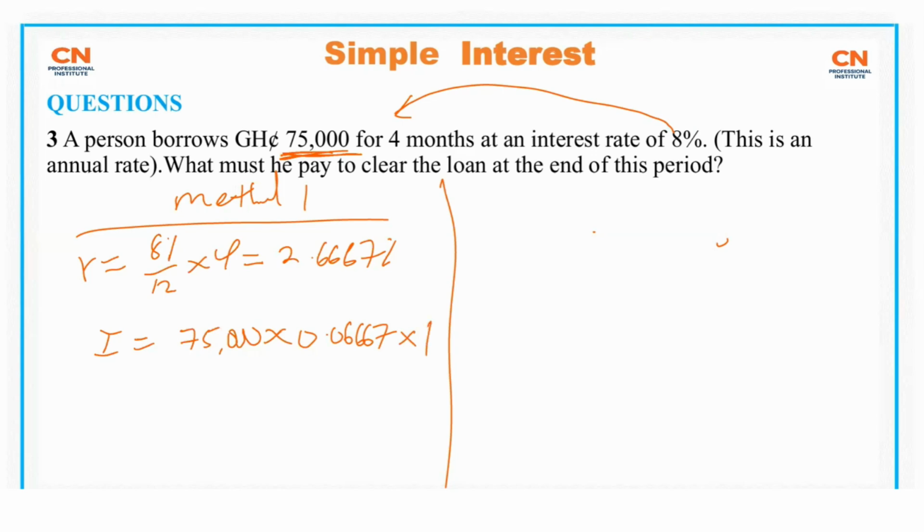Then times 1. You can even leave it that way because it's not up to a year. So yes, you've converted the 8% to month. So just multiplying that, it's not up to a year. But it doesn't matter if you bring this one here, because if you multiply anything by 1, it doesn't change. So 75,000 times 0.